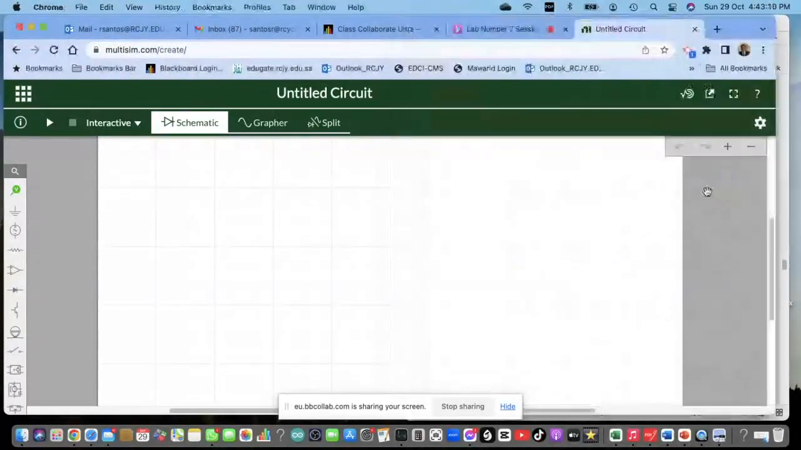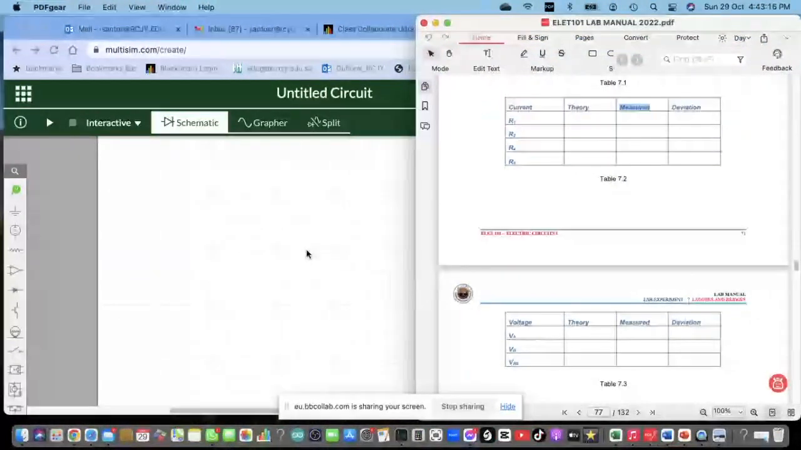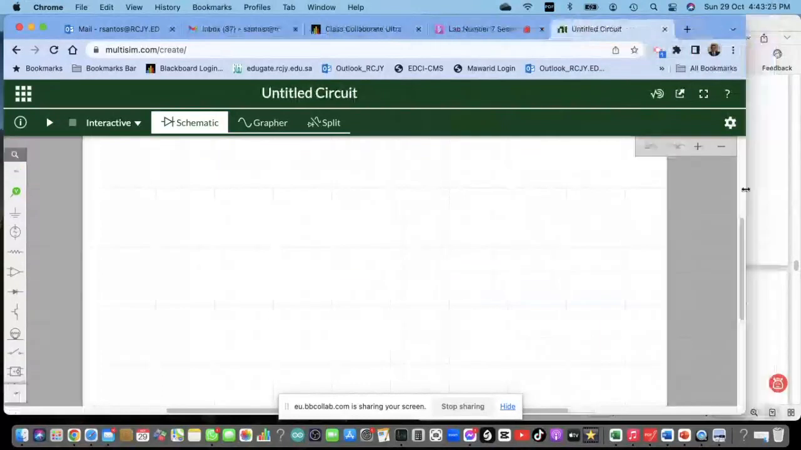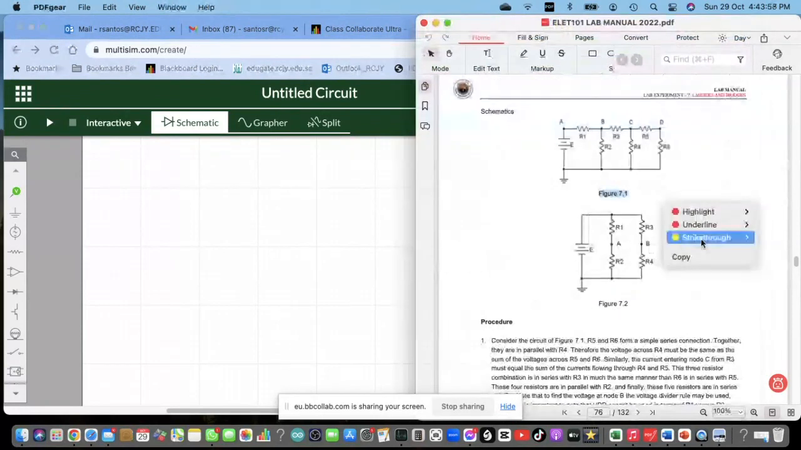Okay. So let me try now to create a circuit using this program. If you look at the video that I uploaded before on the YouTube channel, I have instructions there on how to use the program to construct a circuit. So in this case, let's try to construct the circuit for figure 7.1.